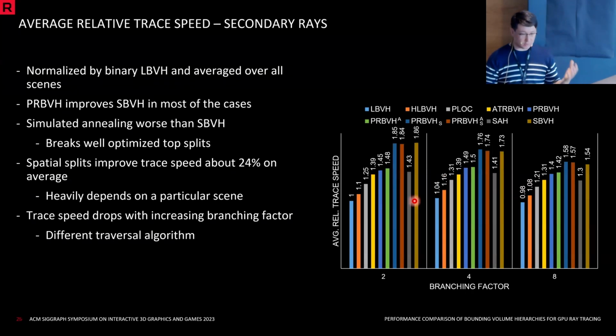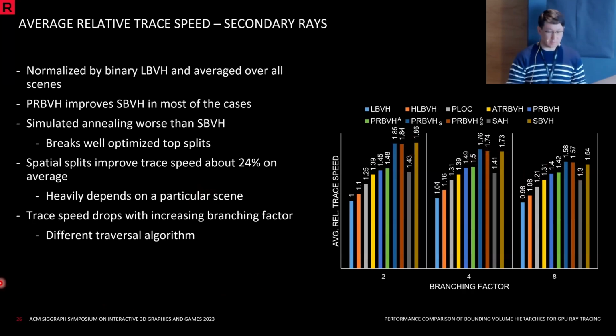But what is more important is actual trace speed. This is for secondary rays. In this case, higher is better. And now we can compare trace speed between different branching factors. So now it's just normalized by binary LBVH. So this is 1, but this is not 1. PR BVH can improve SBVH in most of the cases, very marginally, not in this case, but here or here.